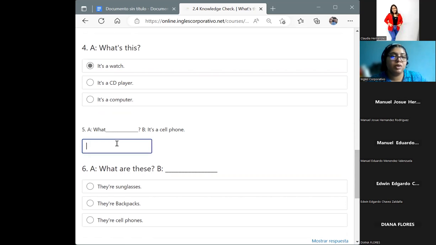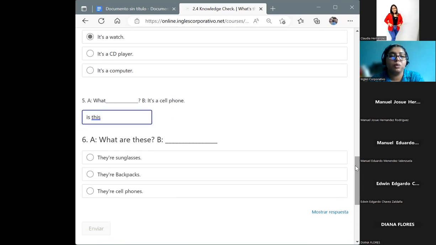So in this case, we need to write, what are these? With this or these? ¿Cuál sería? This, singular. Singular, okay. This. What is this? Okay.